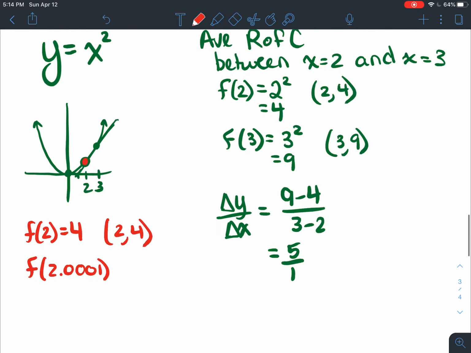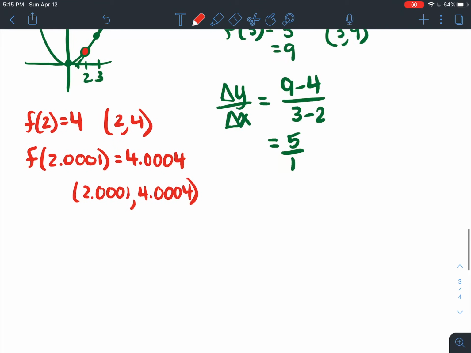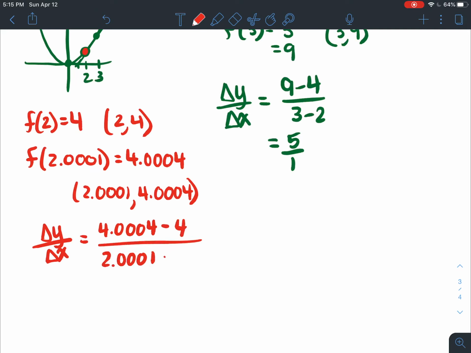So if now I sub in 2.0001 squared, I get 4.0004. So now I've got another point at 2.0001 and 4.0004. So now if I want to calculate the rate of change between 2 points, I've got 4.0004 minus 4 over 2.0001 minus 2. Let's just do that math.